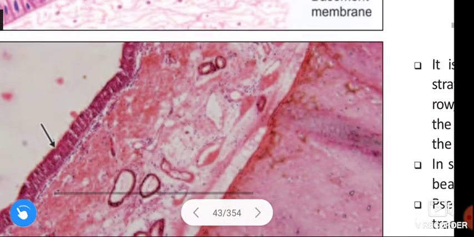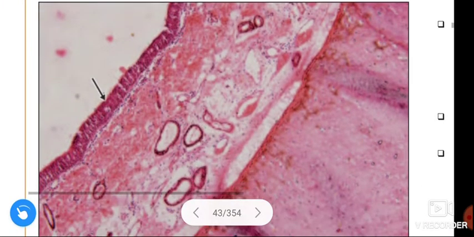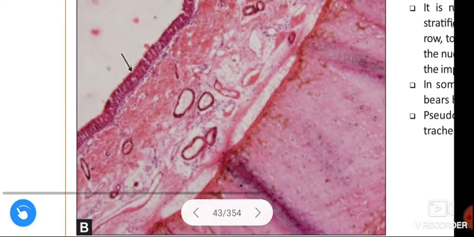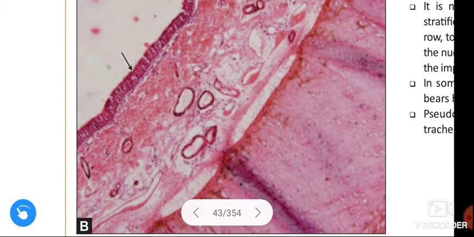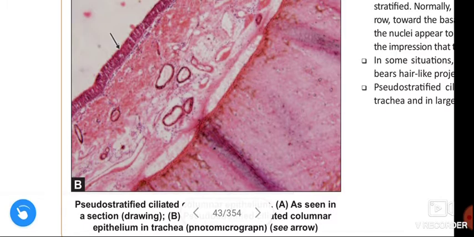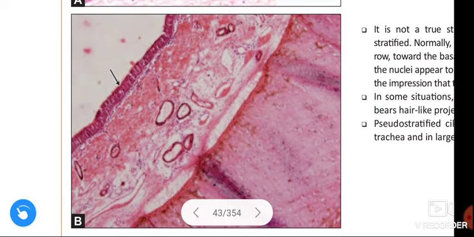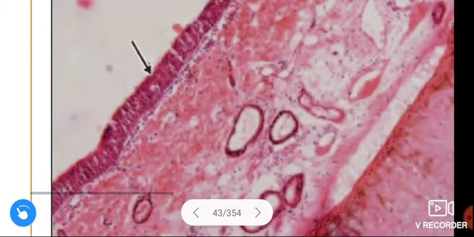And coming to this figure, this is the photomicrographic picture of the pseudostratified ciliated columnar epithelium in trachea.